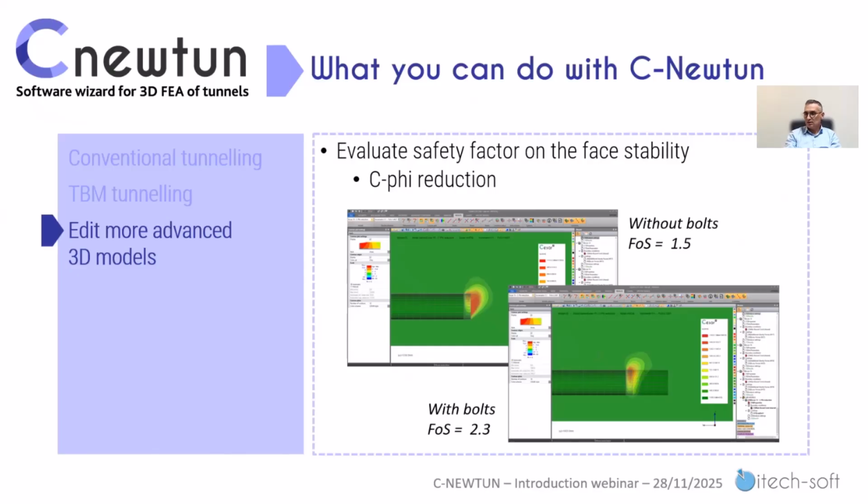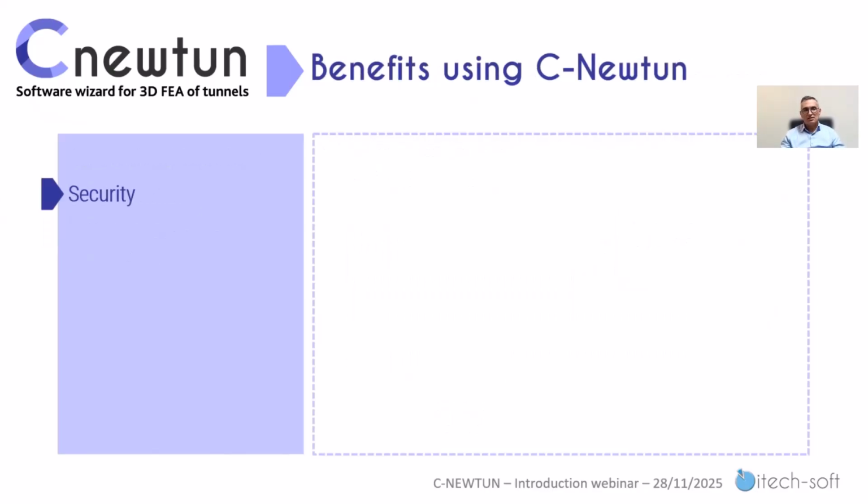Again, this method can be used easily, as you have seen earlier that the bolt density is defined through a grid. It is easy to adjust the bolt density and to generate a new 3D model and calculate the new safety factor with this new model. So that completes overall presentation of what you can do with C-NEWTUN.